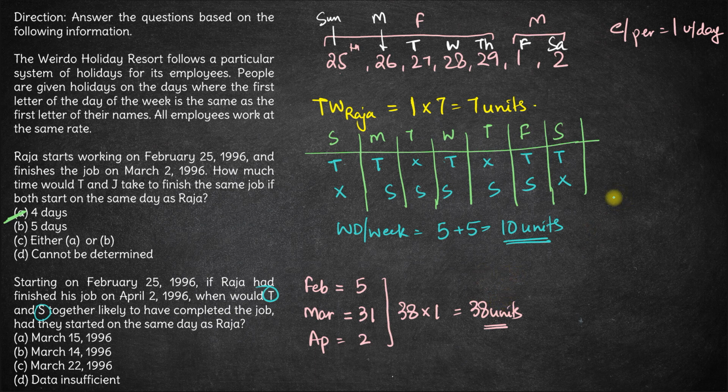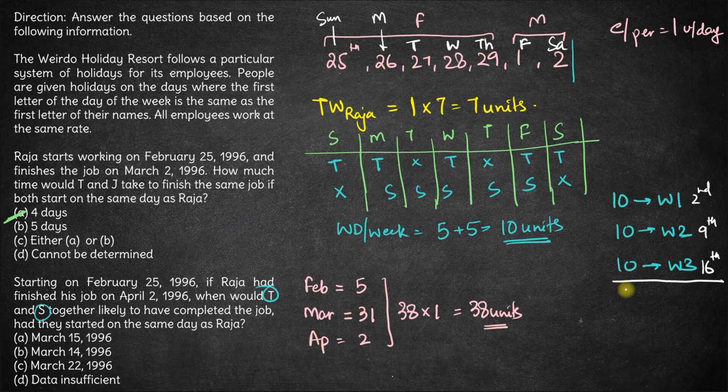How will they complete? 10 units will be done in week 1, 10 units in week 2, and 10 units in week 3. So week 1 gets over on 2nd of March. Week 2 will get over 7 days after this, that is on 9th of March. And week 3 will get over 7 days after this, that is on 16th of March. Okay. Now, after 16th of March, 30 units of the work is done. There are still 8 units of the work left.